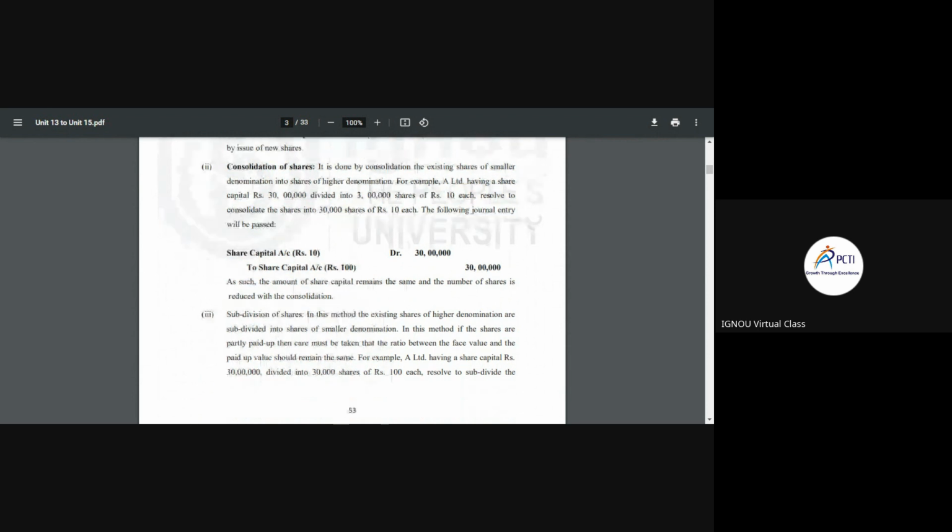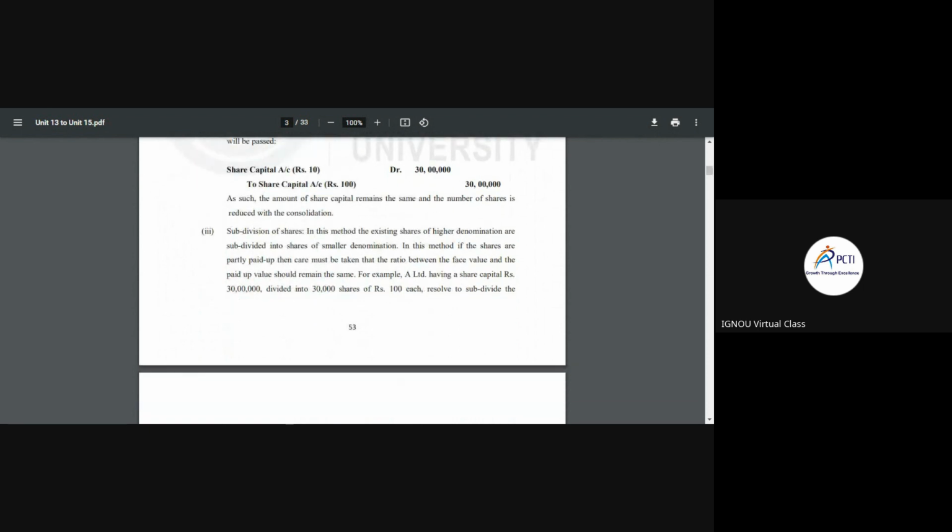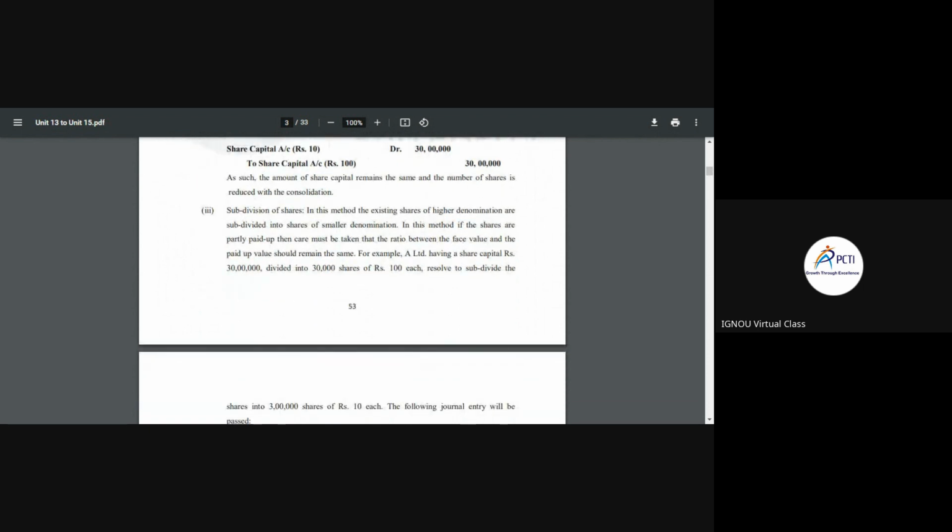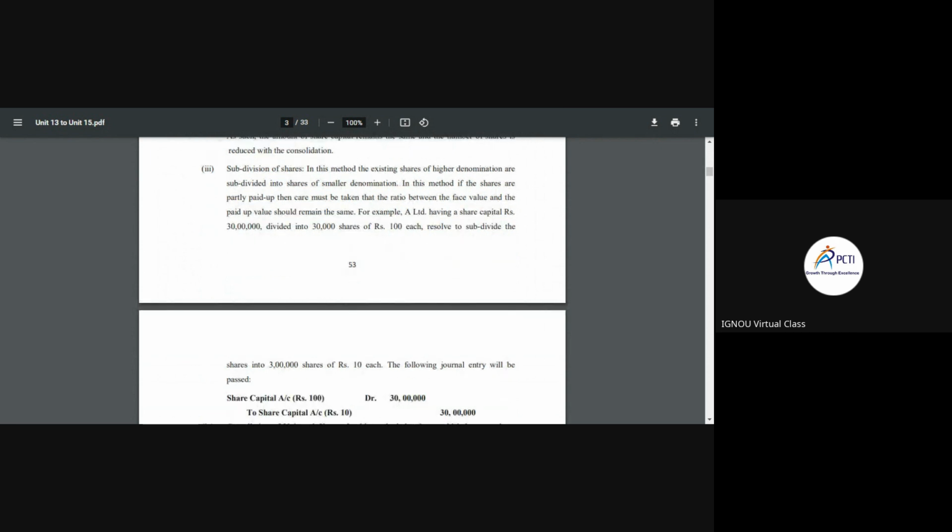As such, the amount of share capital remains the same and the number of shares is reduced with the consolidation. Our third point is subdivision of shares. In this method, the existing shares of higher denomination are subdivided into shares of a smaller denomination. And if the shares are partly paid up, then care must be taken that the ratio between the face value and the paid up value should remain the same.